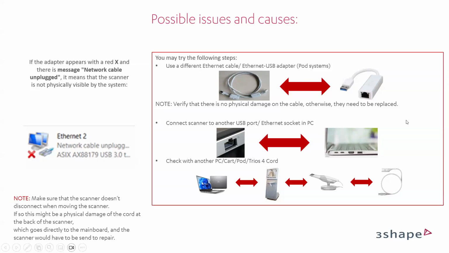Also, connect the scanner to another USB port or Ethernet socket in the PC if available, and check it with another PC or Move system if it's available, of course. We should also make sure that the scanner doesn't disconnect when moving it. There might be physical damage to the cord at the back of the scanner, which goes directly to the main board, and the scanner would then have to be sent for repair.